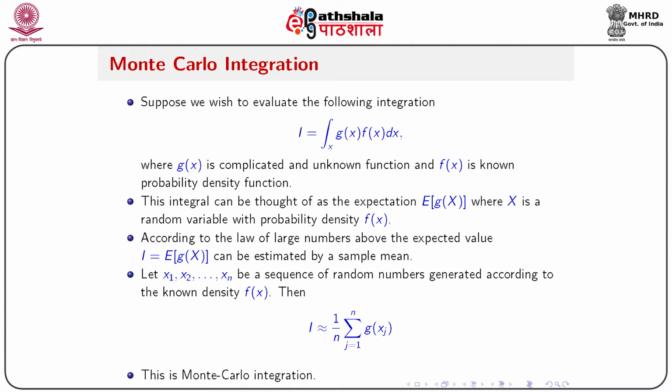Suppose we wish to evaluate the following integration: I equals the integral of g(x) f(x) dx, where g(x) is a complicated and unknown function and f(x) is a known probability density function. This integration can be thought of as the expectation of g(x), where x is a random variable from the probability density f(x), which is a known probability distribution. According to the law of large numbers, the expected value I, the expectation of g(x), can be estimated by a sample mean. Let x1, x2, ..., xn be a sequence of random numbers generated according to the density f(x). Then I can be approximated by 1/n times the sum over j equals 1 to n of g(xj). This is Monte Carlo integration. This is the basic concept of Monte Carlo integration.